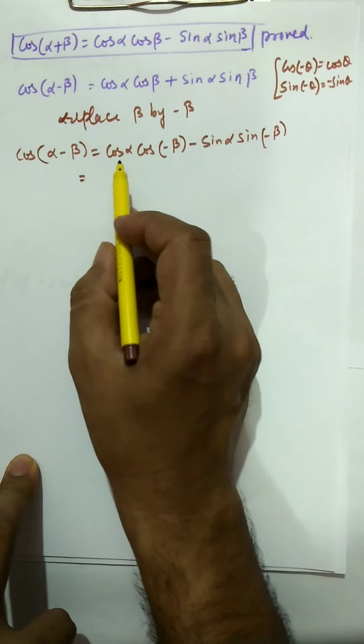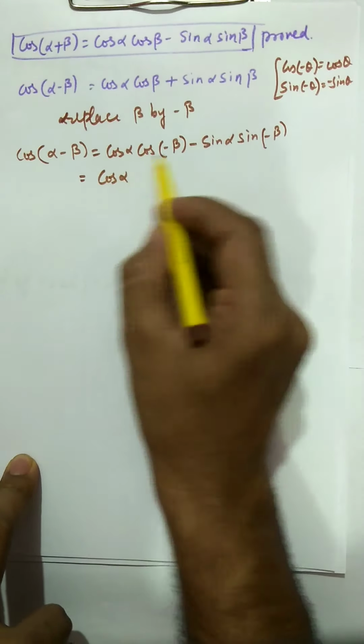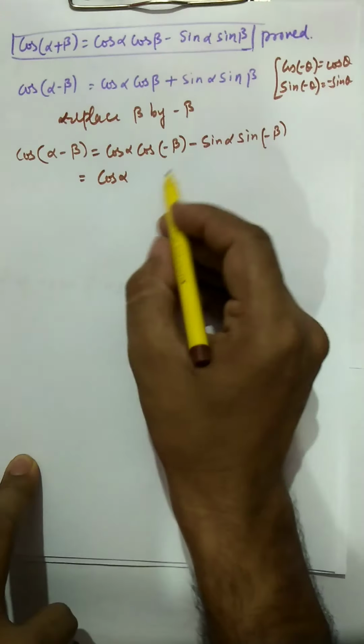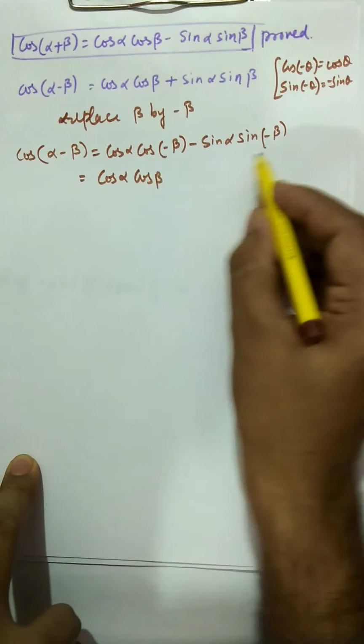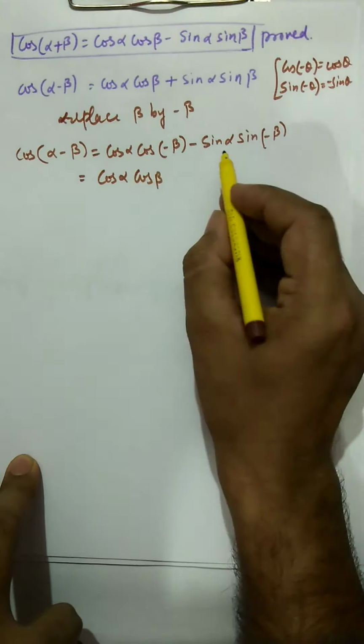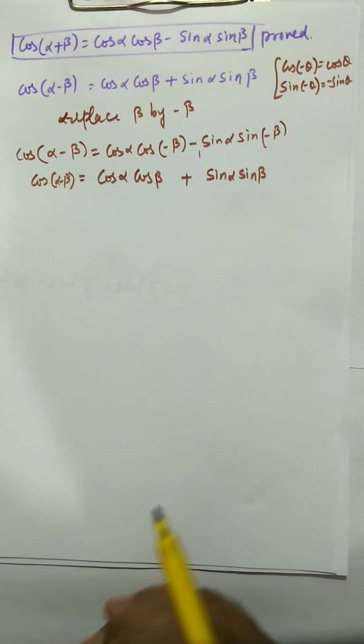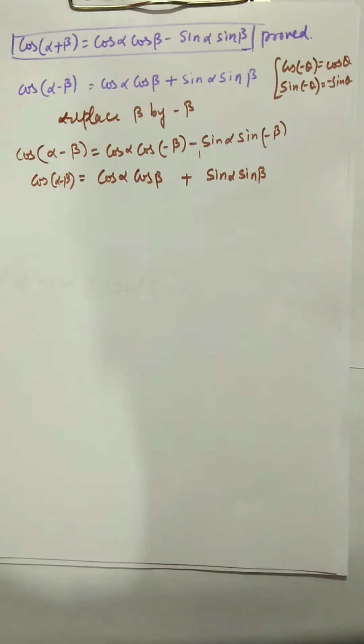Now you see this cos alpha will be cos alpha, this cos minus beta, using this identity, becomes cos beta, and this is your sin alpha, and sin minus theta equal to minus sin theta. So you can see that can be written as minus sin beta. So here it is minus, so minus minus will become plus. This is your sin beta. So we have proved that cos alpha minus beta is cos alpha into cos beta plus sin alpha into sin beta. See, we can prove some other formulas also.